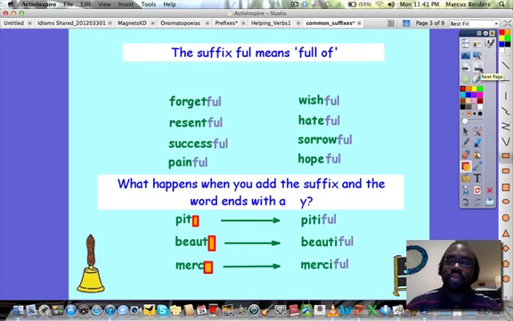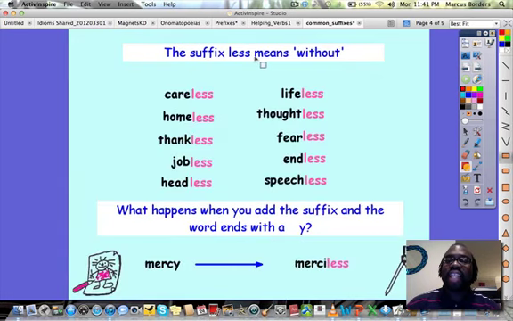Let's continue. The suffix less means without. So careless means without care. Lifeless means without life. You can continue to go on, pause the video to read through the rest of the list, just to get an understanding of how those root words and the suffix less change the meaning, okay? What happens when you add the suffix and the word ends with a Y? Again, mercy, to say that you're without mercy, drop that Y, change that Y to an I, and then add the suffix less, okay?